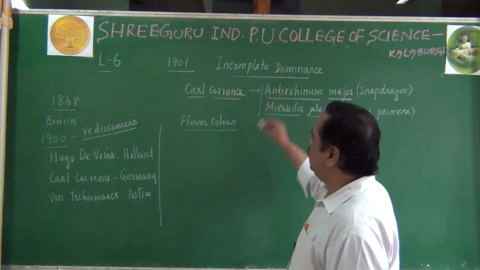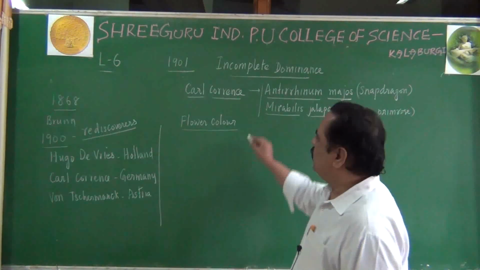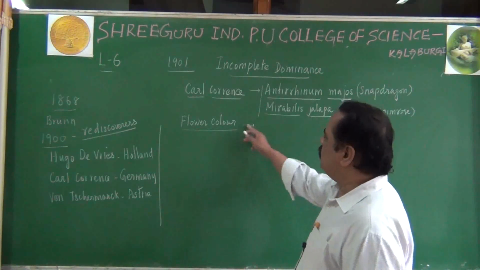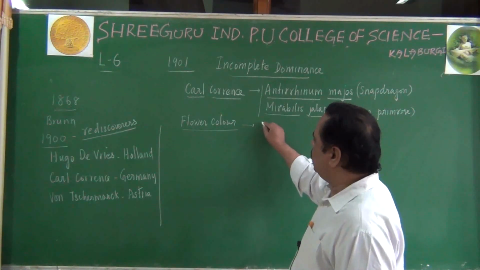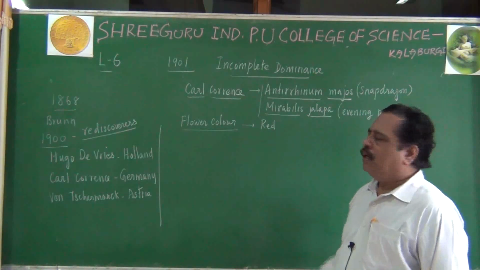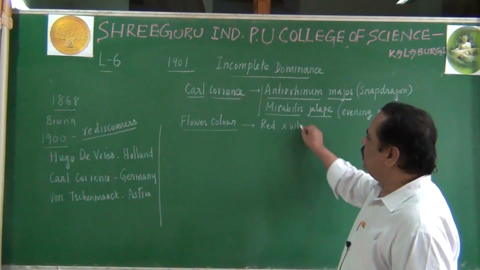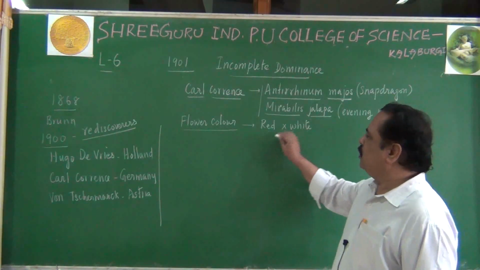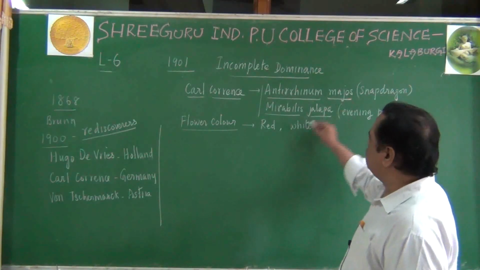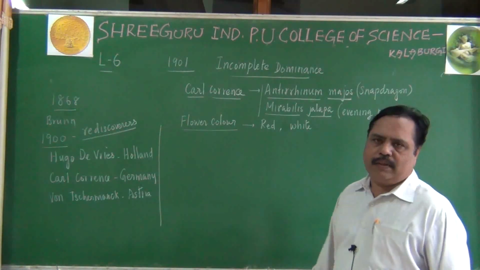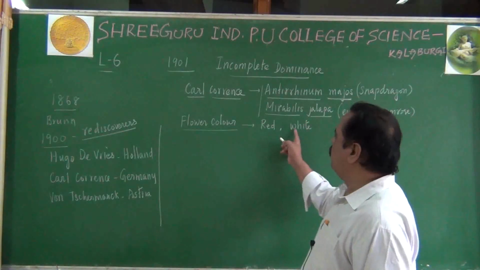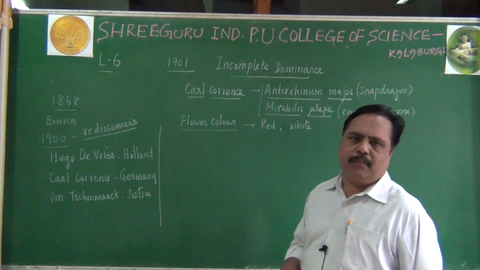In Antirrhinum majus or snapdragon, there were two traits related to this character called flower color. What are those traits? Some of the varieties produced red colored flowers and some of them produced white colored flowers. So some individuals were red flower producing snapdragons, and some snapdragons were producing white colored flowers. As in Pisum sativum we studied violet and white, here red and white are the flower colors in Antirrhinum majus.